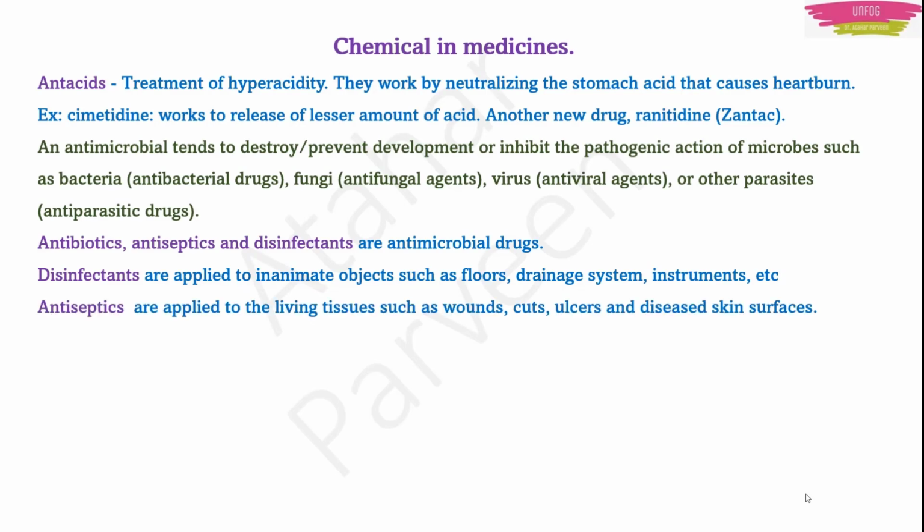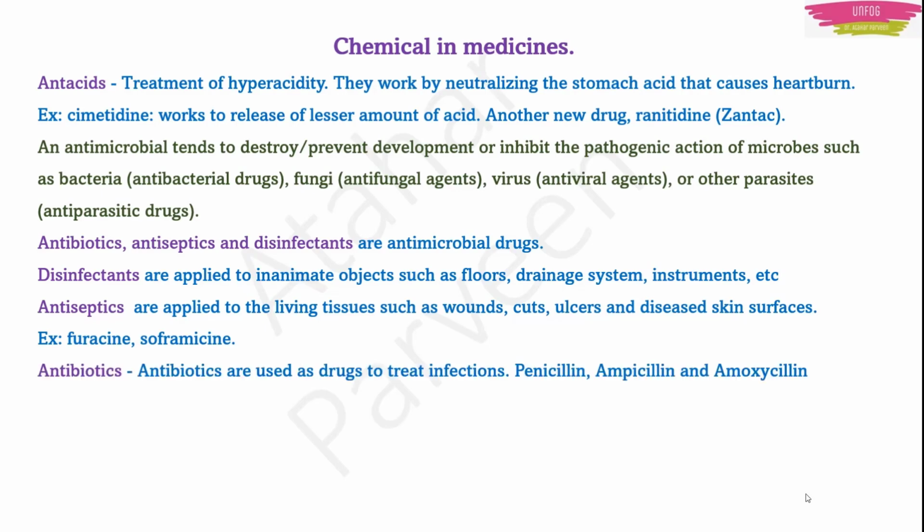Next are the antiseptics. They are applied to living tissues such as wounds, cuts, ulcers, and all the diseased skin surfaces. Examples are Soframycin, the best example of an antiseptic, or Betadine; all those are antiseptics. Next are antibiotics. They are used as drugs to treat infections. We intake them. Antiseptics we don't intake, we just apply; they are the ointments. Antibiotics we intake, in the form of tablets or syrup. Examples of antibiotics are penicillin, ampicillin, amoxicillin, etc.